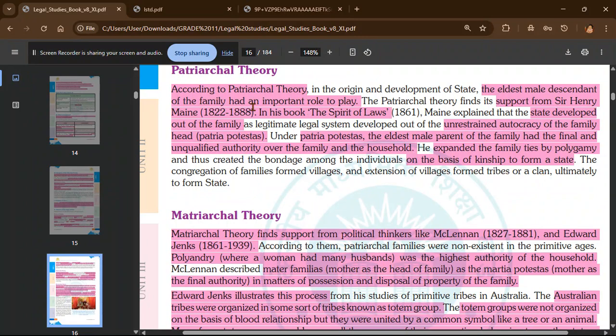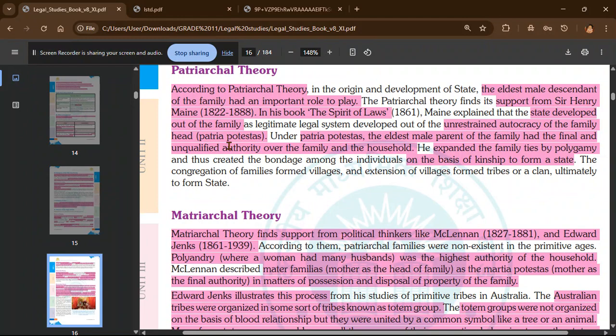So this date that they have given you is important. You must write it in your answer: 1822 to 1888. It has come as an MCQ in your past years. In his book The Spirit of Law, Maine explained that the state developed out of a family and the unrestrained autocracy of the family. Unrestrained means there was no restriction, because at that time this patriarchal theory was followed all around the rural areas.